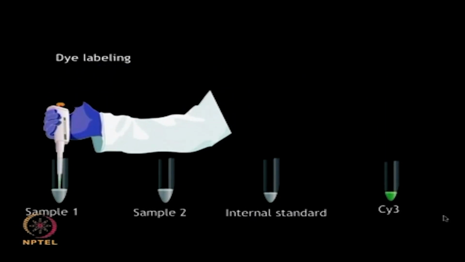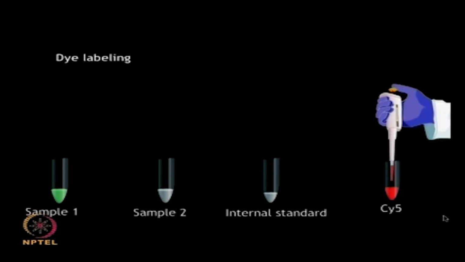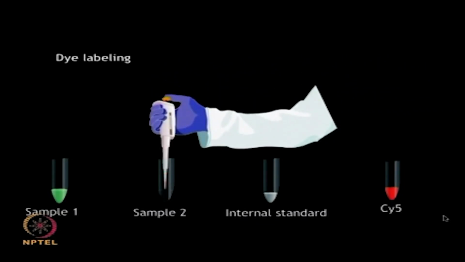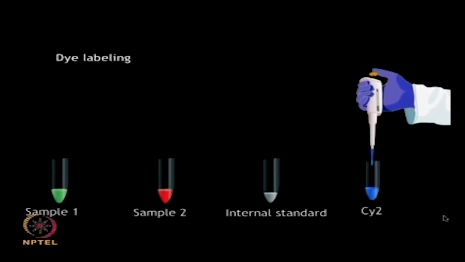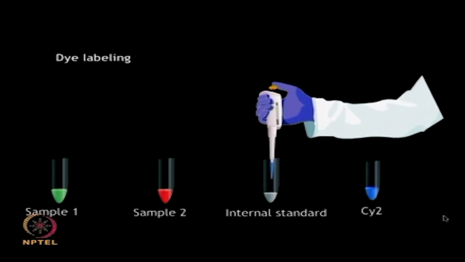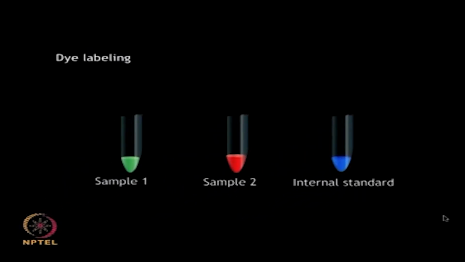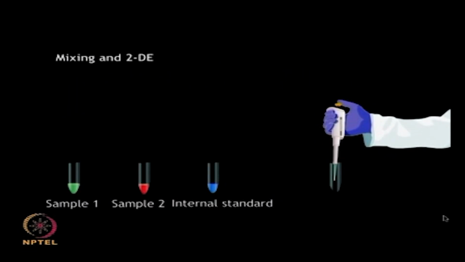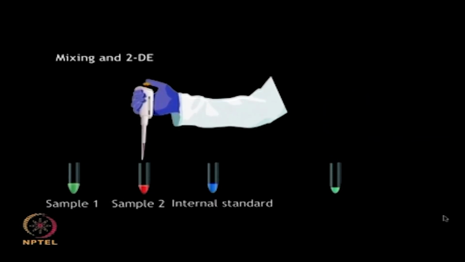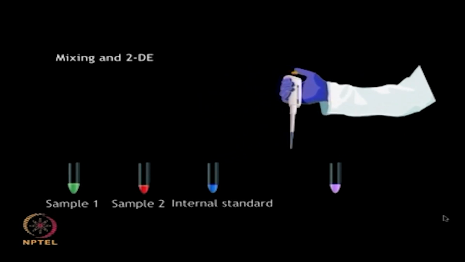Now, let us talk about dye labeling. Each protein sample as well as the internal standard is labeled with a differently fluorescing cyanine dye, which allows all protein samples to be simultaneously run on a single gel. This dye binds covalently to the epsilon amino group of lysine residues in protein.